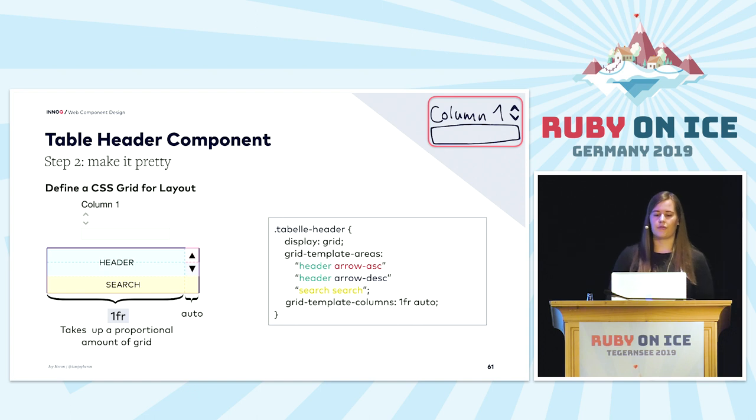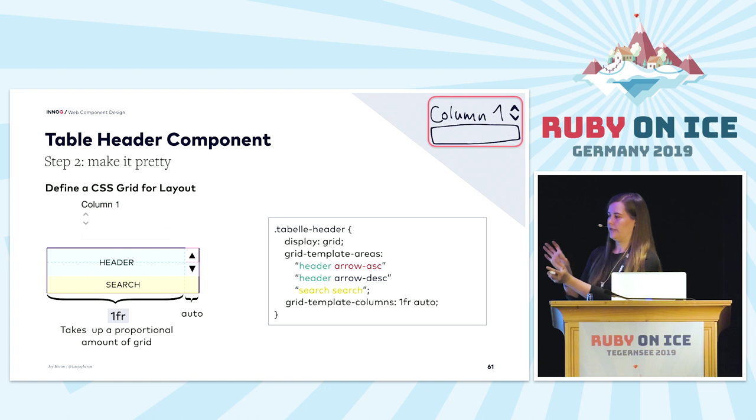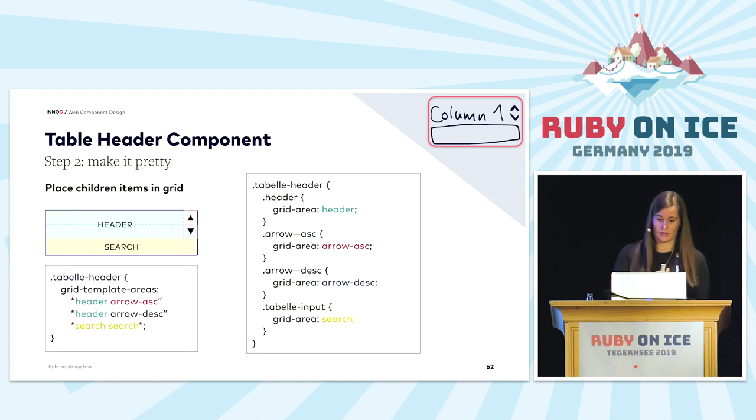We can also define the width of our columns using CSS grid. So the right-hand column should just be as wide as it needs to be based on the width of the arrows, so it gets the width of auto. And then the left-hand column can use this nice, cool unit, the fr unit, which will proportionally take up as much space as it's allowed to take up. So if I have one fr, it will take up as much space as it can. And for instance, if I were to have two columns with each one having one fr, they would split the width proportionally amongst themselves.